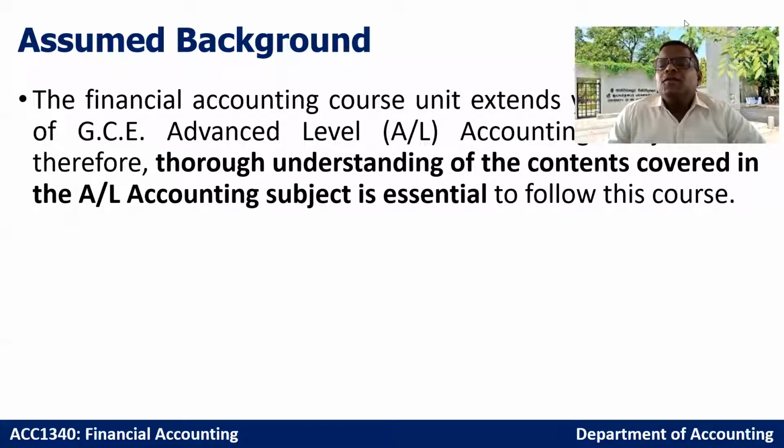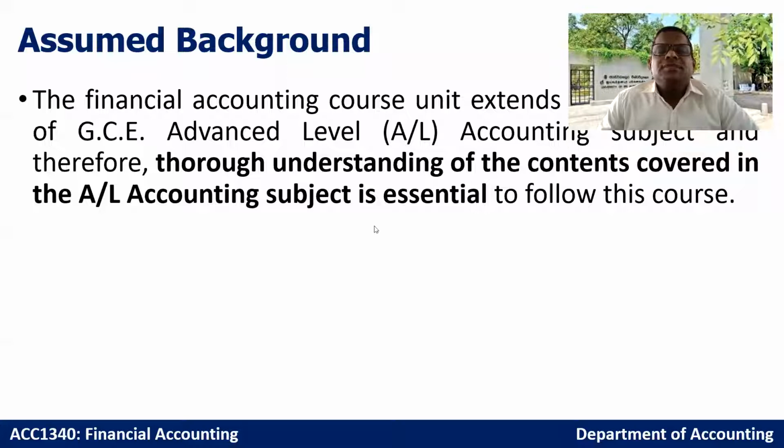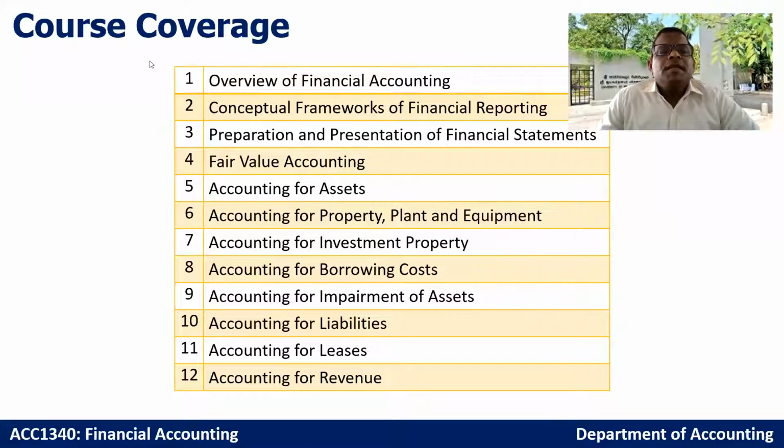Then, of course, as the course coordinator informed, for this course we assume that you have advanced level accounting knowledge, and we continue from it. Thereby, A-level accounting is essential to follow this course. I think that's okay. Then the course coverage: we have 12 items or 12 areas.